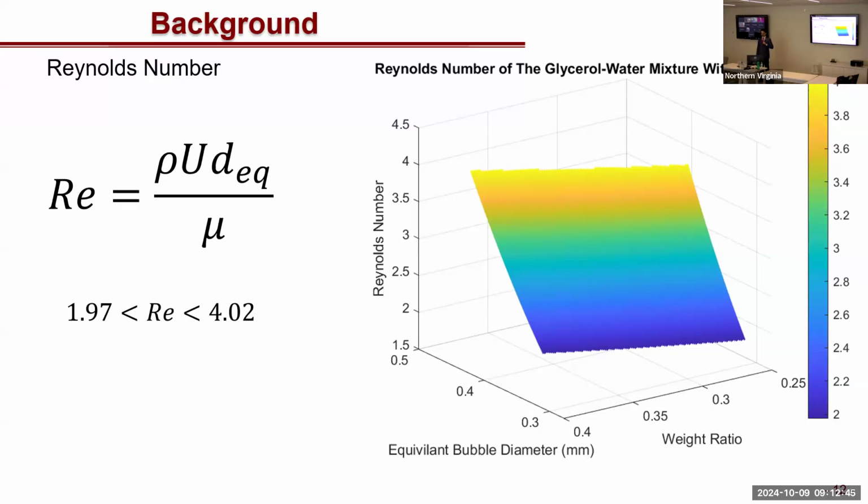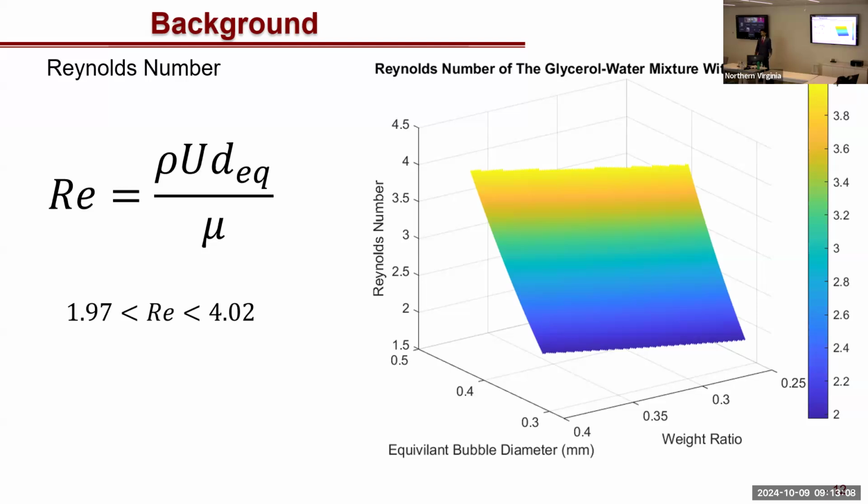So in the molten salt reactor experiment, the Reynolds number of the bubbles ranges from 1.97 all the way up to 4.2. So we found an initial constraint for the equivalent bubble diameter, taking that into consideration, and that's 0.5 to 0.3 millimeters in diameter of these spherical bubbles.